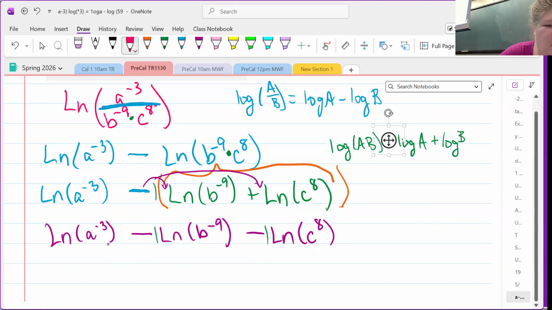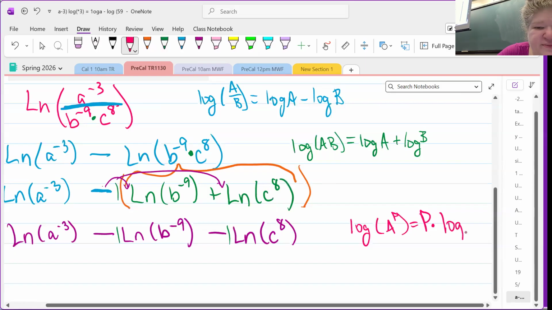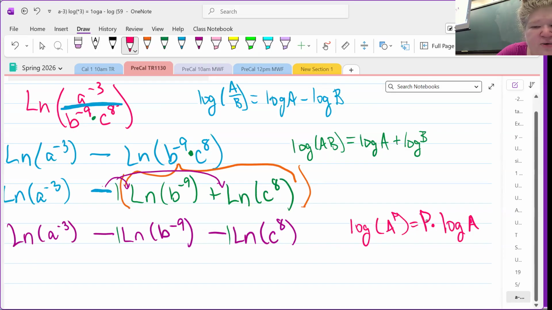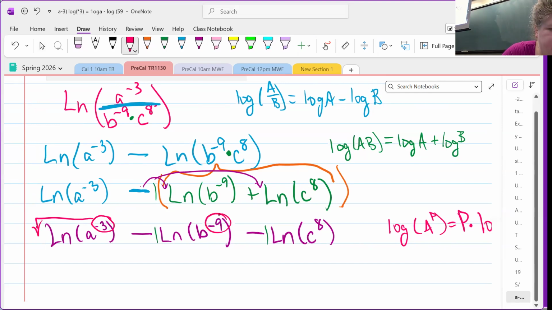Now, our last log property is the power rule. Log's whole purpose in life is to take powers and bring them down on the line. So the log of a raised to a power is the same as the power times the log of a. So all of these have powers, so I'm going to bring those powers down, and they're going to multiply in front.